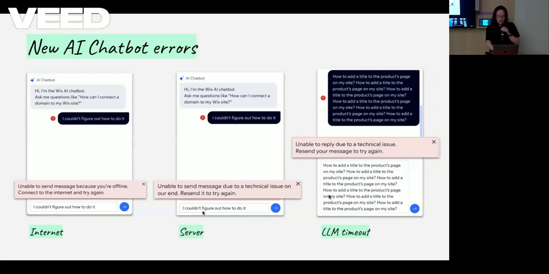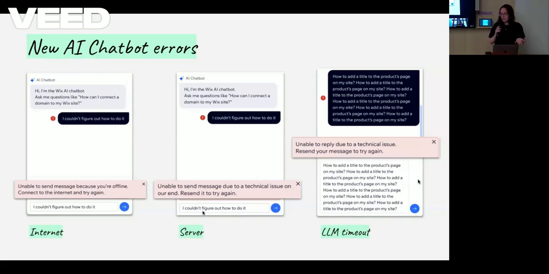They can either click the arrow to resend the exact same message, whatever they wrote remains in the input field, or they can change it. And we tested and we saw that the majority of users just entered the exact same message again. So yay, full story. The third one is an LLM timeout.